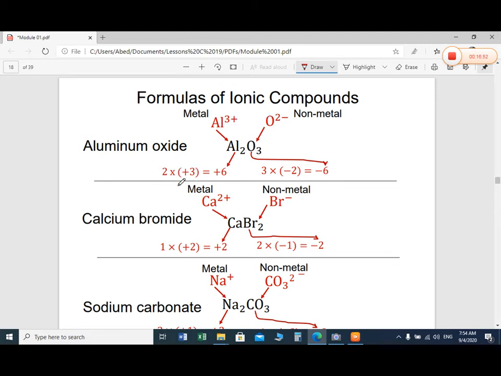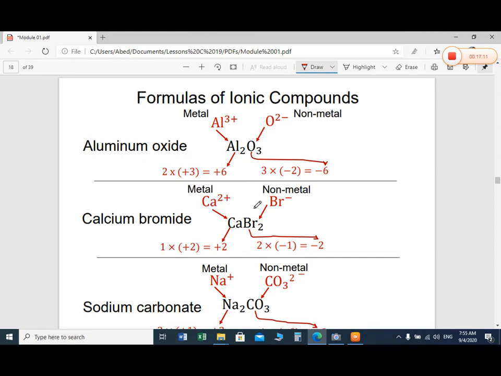Now if you check this mathematically, in the bracket these are the charges: 3 plus charge multiplied by 2 because of 2 atoms. So total 6 plus charge is equal to 6 minus charge. So the total charge on this molecule will be 0. So this is aluminium oxide.